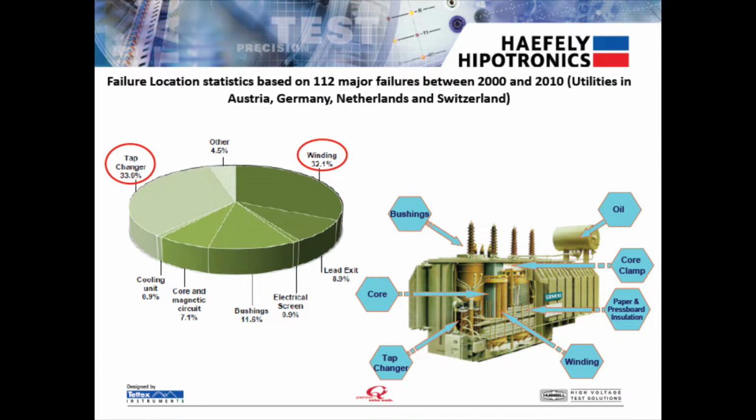Let's give you an idea of where the failures occur in transformers. The locations of failure in the tap changer and windings together account for over 60% of failures. On the right is a diagram to show you where each part of the transformer is, with the bushings up on top, the core is obviously inside with the windings wrapped around it, the tap changer off down to the left, and then the paper and pressboard insulation surrounding the windings.